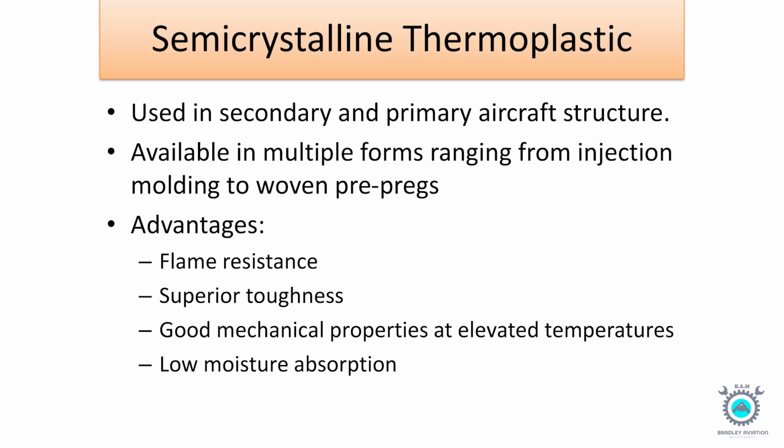Semi-crystalline thermoplastic, used in secondary and primary aircraft structure. Available in multiple forms, ranging from injection molding to woven prepregs. Advantages: flame resistance, superior toughness, good mechanical properties at elevated temperatures, low moisture absorption.